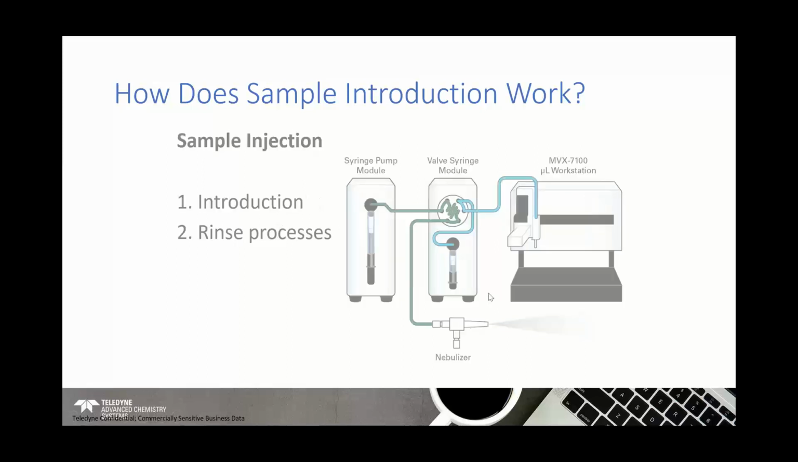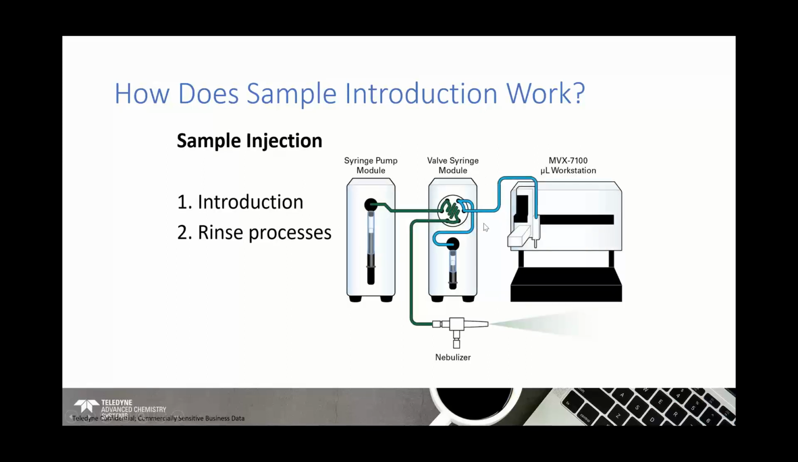So if we switch that valve, the colours have swapped over, so we're interested in the green line. This green line, this syringe pump module, is going to push the sample off the loop to the nebulizer. And whilst that's happening, the small syringe pump will do a back flush and clean the line ready for the next sample. So that's the introduction process.